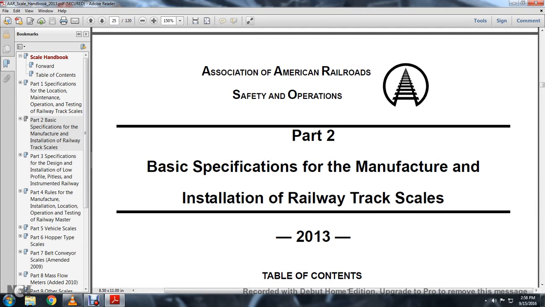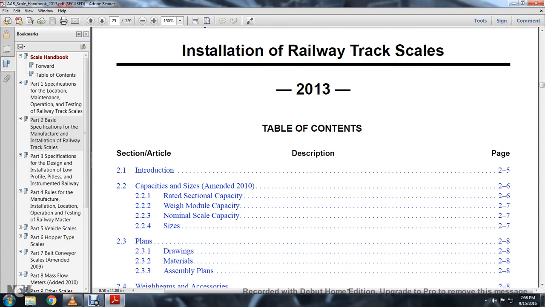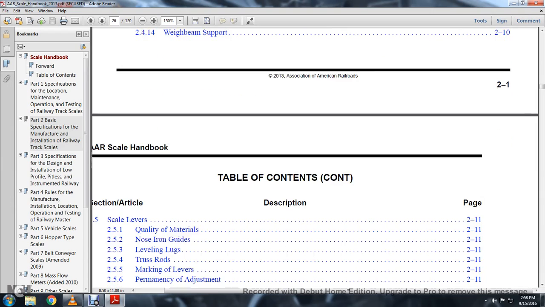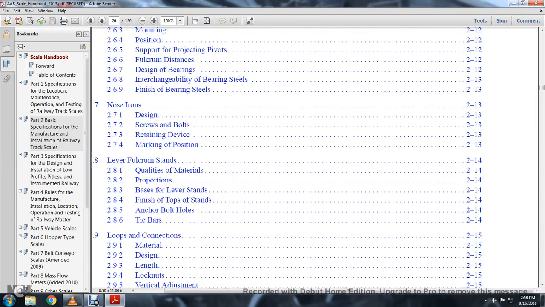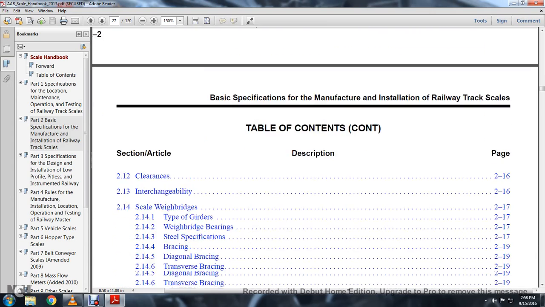Association of American Railroads Safety Operations Part 2 Basic Specification Manufacturing Installation Railway Track Scales 2013. Table of Contents: Introduction, Capacity, Size, Plans, Weight Beams, Accessories, Scale Levers, Piston Pivots and Bearings, Nose Irons, Level Fulcrum Stands, Loops and Connections, Checks, Anti-Friction Point Bearings.